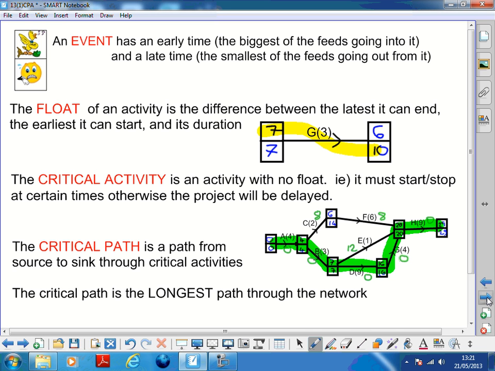The float is the difference between when it can start, when it must finish by, and how long it is. A critical activity has no float, so it can't be delayed, otherwise the project will be delayed. And a critical path is a path through the network from source to sink through critical activities. And a critical path is the longest path in the network. That's it. Let's try one.